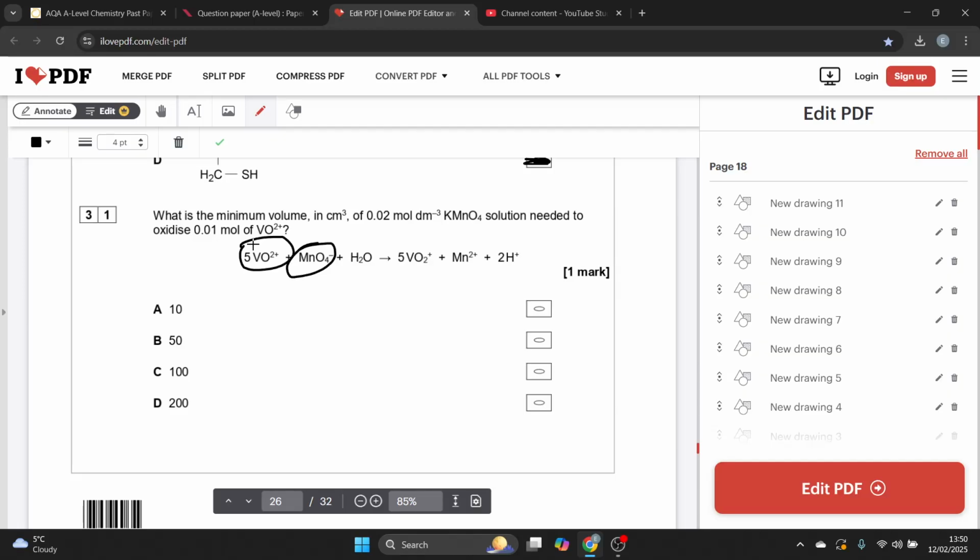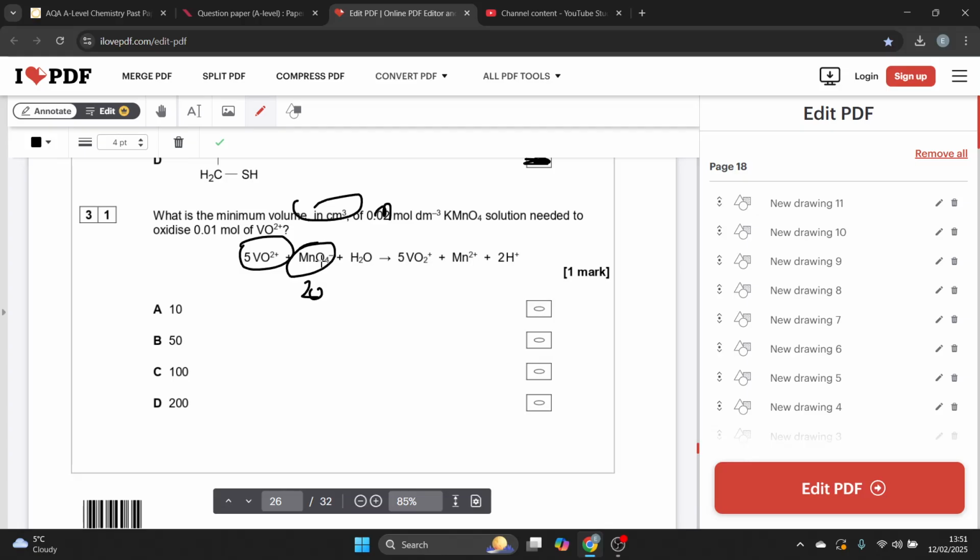Well, first thing I can notice is that I've got the minimum volume in centimeters cubed. I've got this in moles per decimeter cubed, so I need to convert the moles per decimeter cubed into centimeters cubed. So 1, 2, 3. So that's 20.